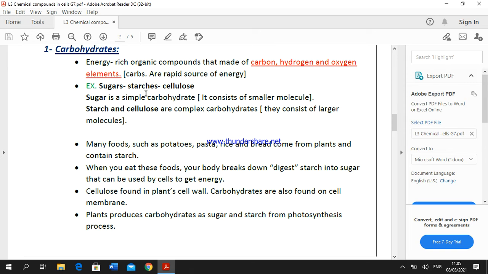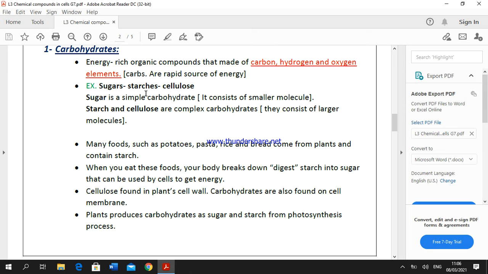When we eat food that contains carbohydrates, your body breaks down or digests starch into sugar, okay? During digestion of food, the starch changes into sugar. The complex carbohydrate changes into simple carbohydrates that can be used by the cells to get energy.